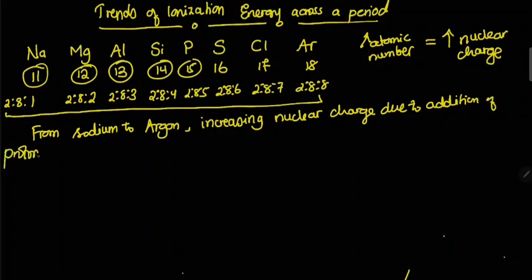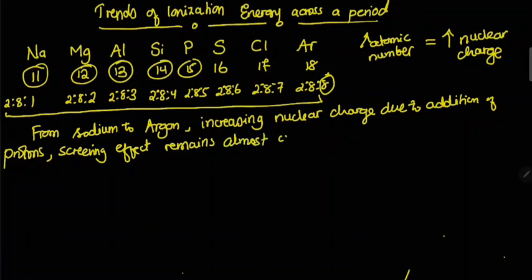Now look at the screening effect. Since we are adding electrons to the same energy level, these electrons are still the same distance from the nucleus. That means the screening effect remains almost constant. It's not really constant, but it remains almost constant. There might be some minor repulsion which we are not considering, it is negligible. It remains almost constant.